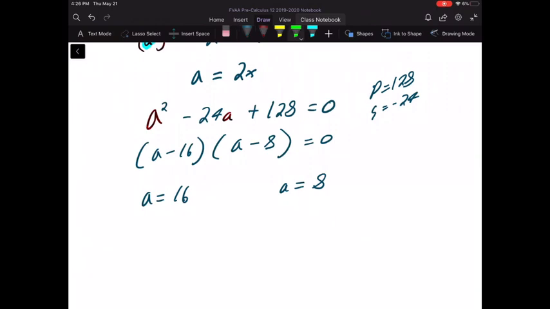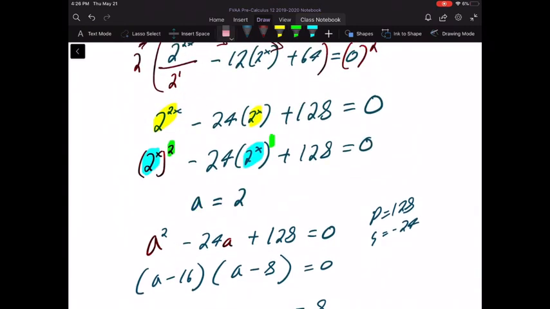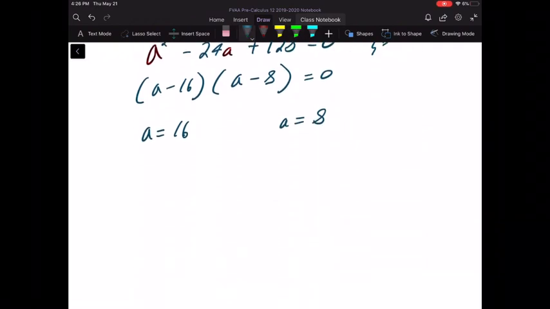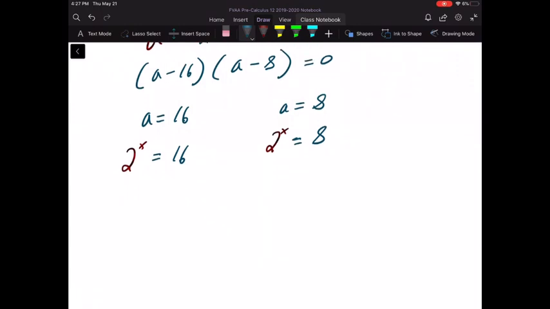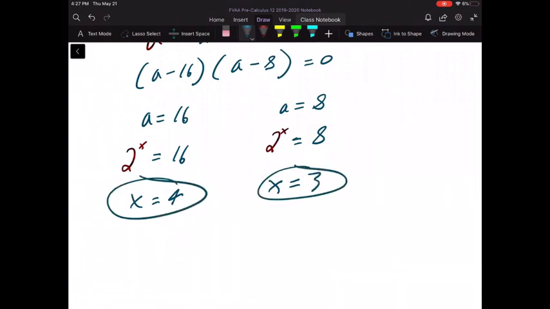Now, A is not the answer, right? A is equal to 2 to the x. So now I substitute 2 to the x back into my equation. So I say, no, A is not equal to 16. 2 to the x is equal to 16, and 2 to the x is equal to 8. And in this situation, hopefully you can figure out what x is equal to. What power do you need to put on 2 to get 16? Well, x here is equal to 4. And what power on 2 do you need to get 8? That's x is equal to 3. And that would be your 2 solutions.